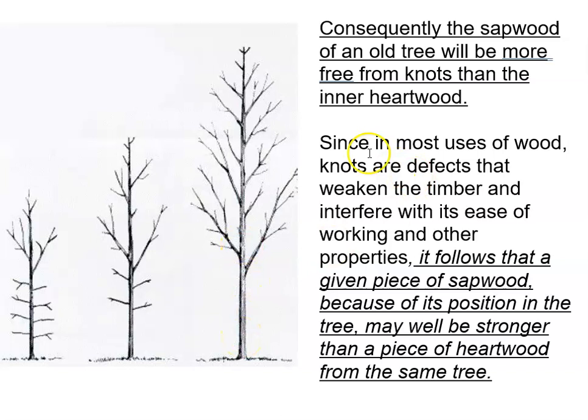Okay, knots are defects, and they weaken the timber and interfere with the ease of working with it, and other properties. So it follows that a given piece of sapwood, because of its position in the tree, may well be stronger than a piece of heartwood from the same tree. So the outer ring, the outer circumference where the newer wood is down here, does not have branches. Therefore, it does not have knots, and therefore it's probably stronger than the inner heartwood.